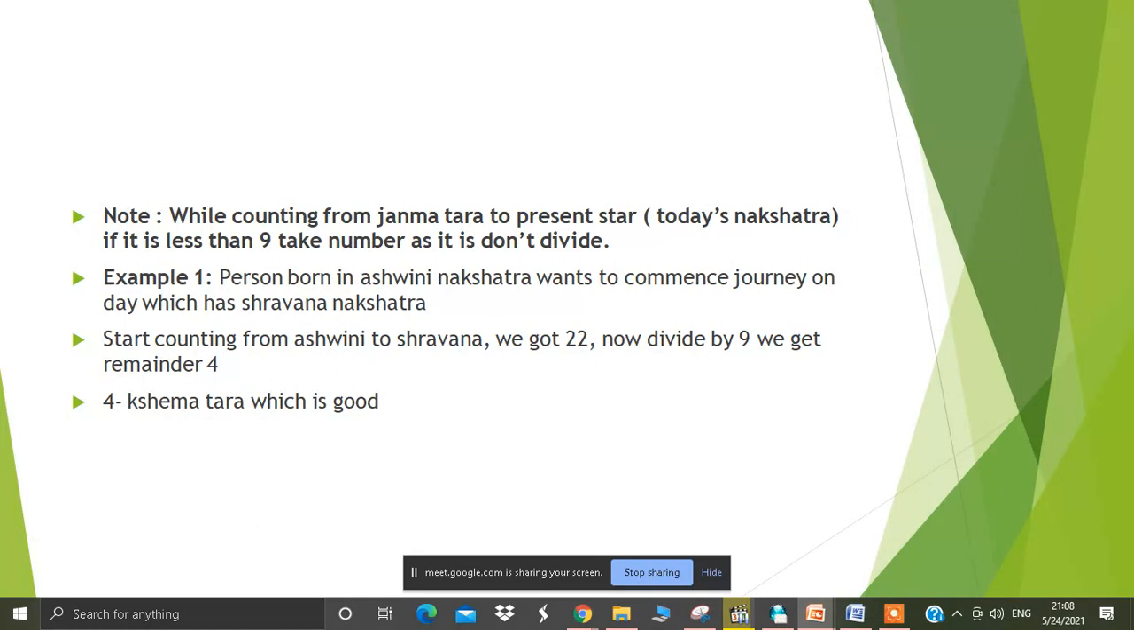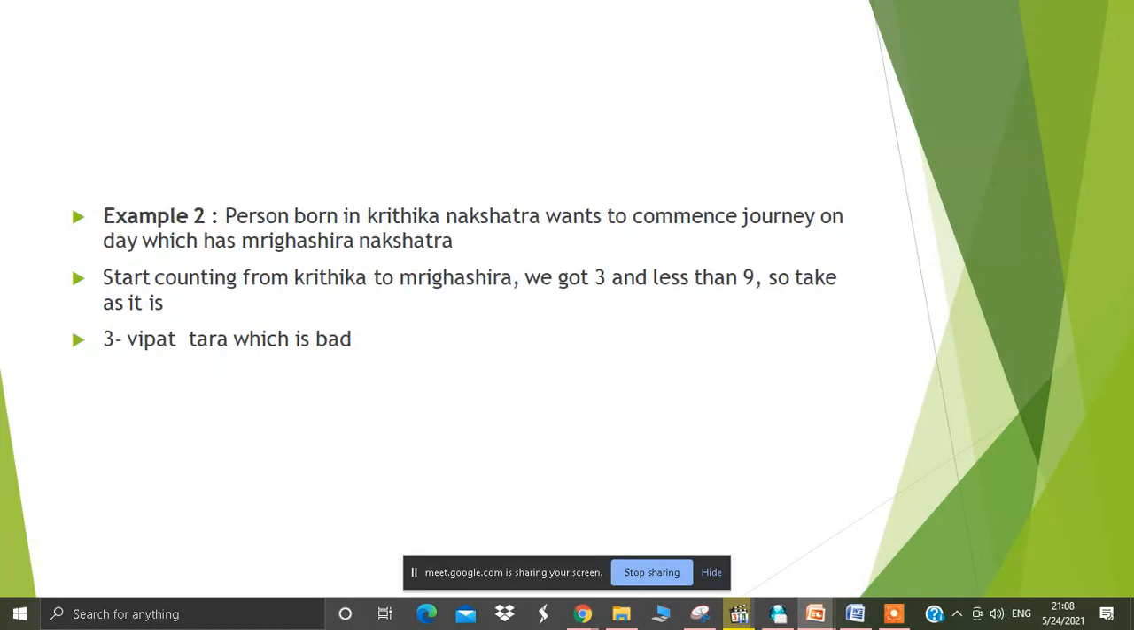For example, consider a person born in Ashwini Nakshatra who wants to commence a journey on a day which is Shravana Nakshatra. Start counting from Ashwini to Shravana. We get 22. Now divide by 9, we get remainder 4. 4 is Kshematara, which is good. Similarly, for a person born in Ashwini, friendship with Shravana will prove good and auspicious. Next, a person born in Kritika Nakshatra wants to commence a journey on a day which is Mrigashira. Counting from Kritika to Mrigashira, we get 3, less than 9, so take it as it is. 3 is Vipatra, which is bad.